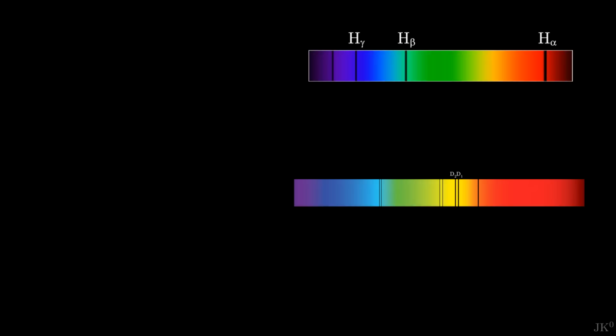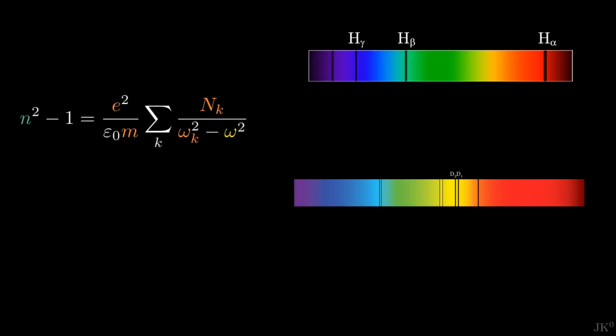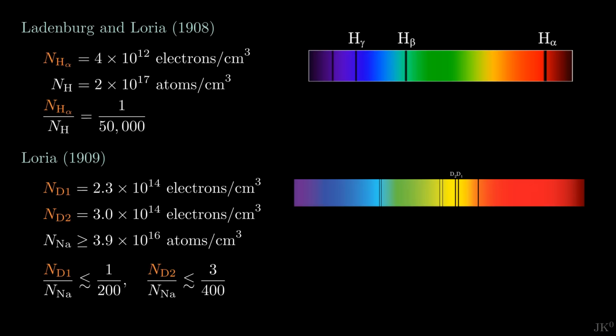If absorption lines are generated by quantum jumps and not by a collection of dispersion electrons, what is the physical meaning of the density of electrons Nk in the dispersion formula? In other words, what on earth have he and Loria been measuring all these years?